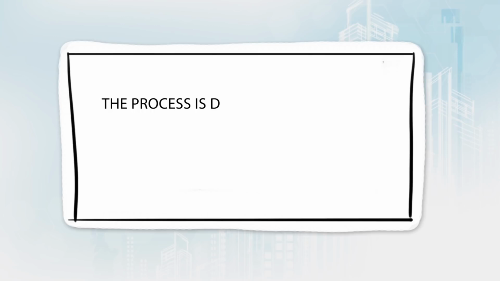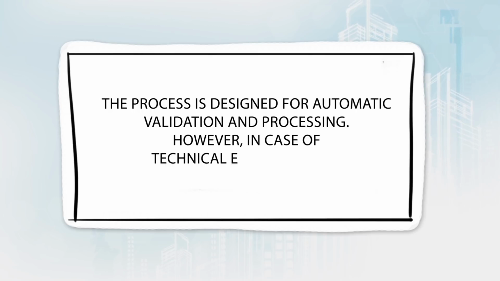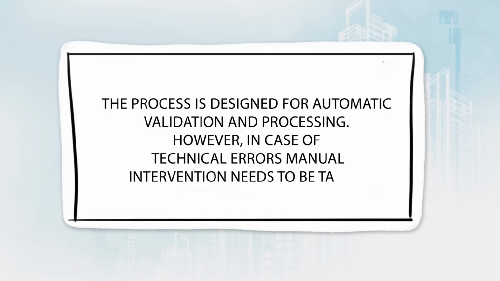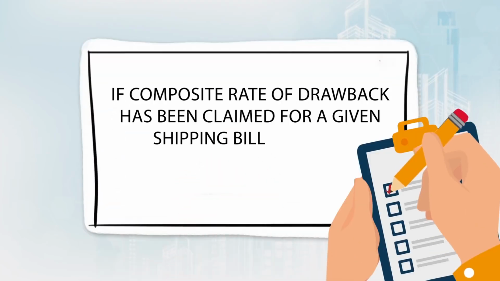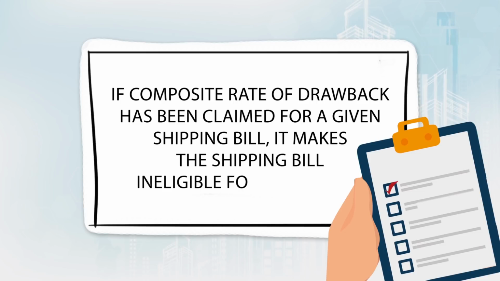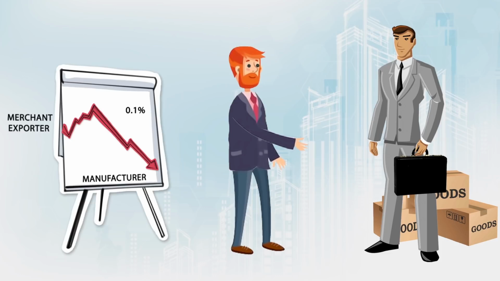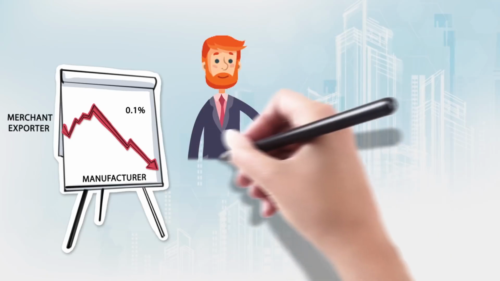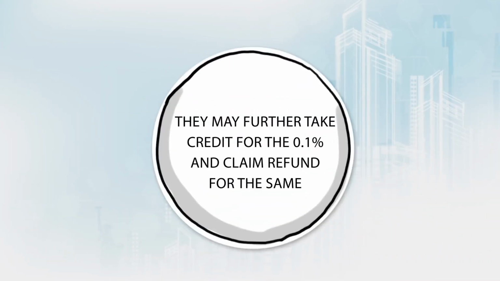The process is designed for automatic validation and processing. However, in case of technical errors, manual intervention needs to be taken. Here are a few other things to note. If composite rate of drawback has been claimed for a given SB, it makes the SB ineligible for IGST refund. Merchant exporters may procure goods from the manufacturer at a concessional rate of only 0.1%. They may then export under LUT without payment of additional GST. They may further take credit for the 0.1% and claim refund for the same.